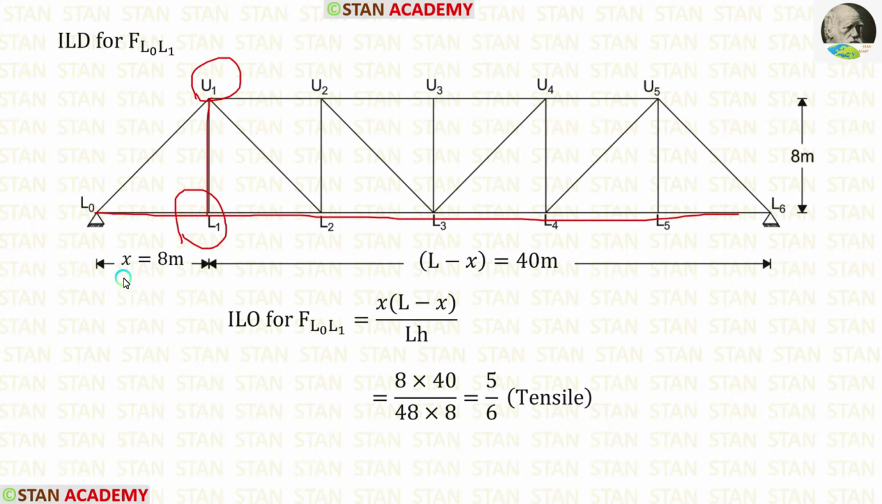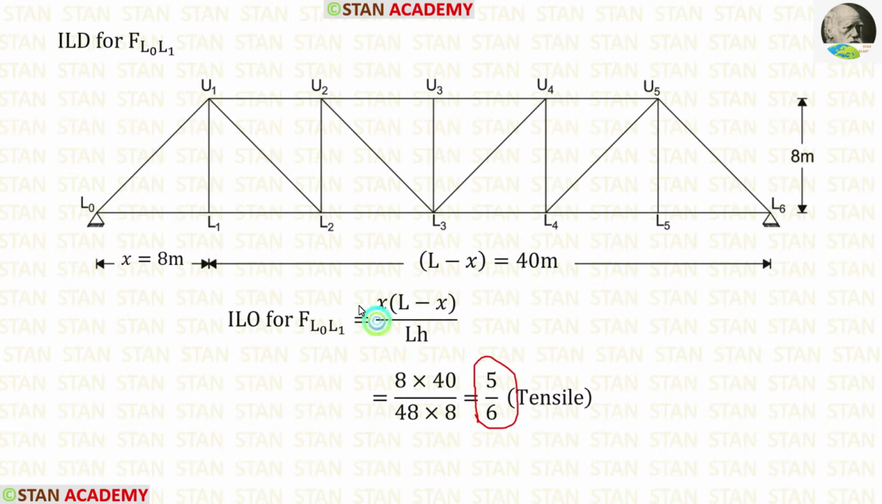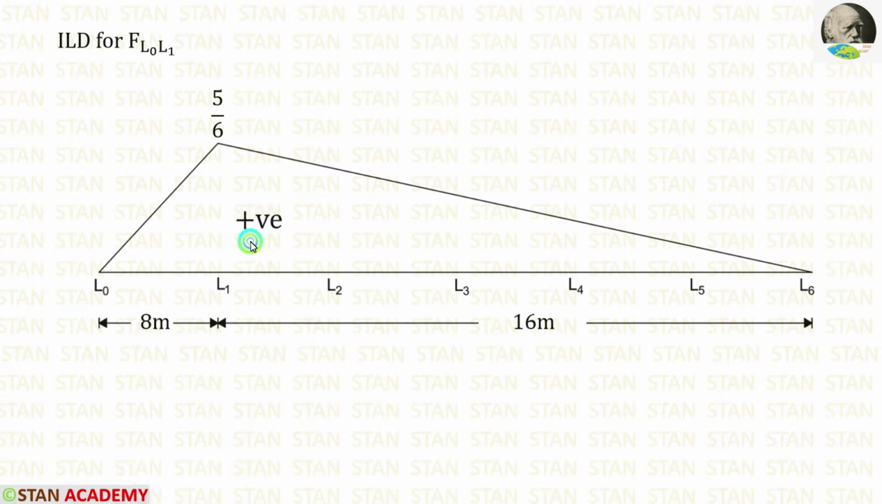On the left of L1 we are having 8 meter. On the right of L1 we are having 40 meter. Finally we are getting 5 upon 6. We know that all the bottom chord members are tensile. In the point L0 and L6, F L0 L1 will be 0. Using this concept we can draw ILD. Since it is positive, we have to draw above the line.